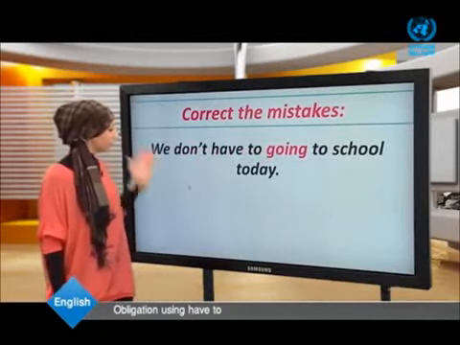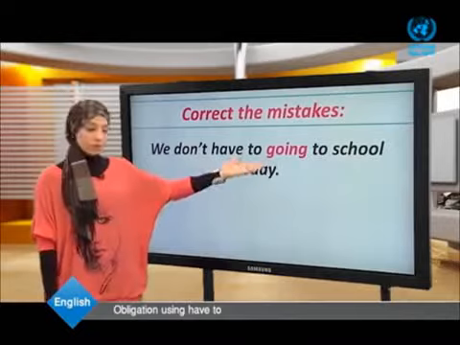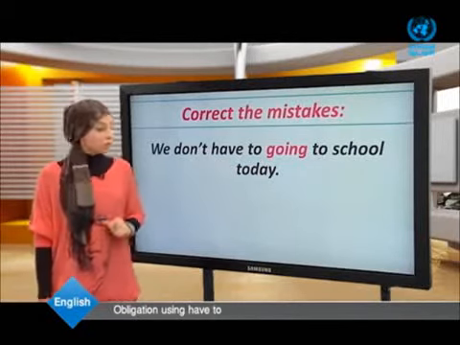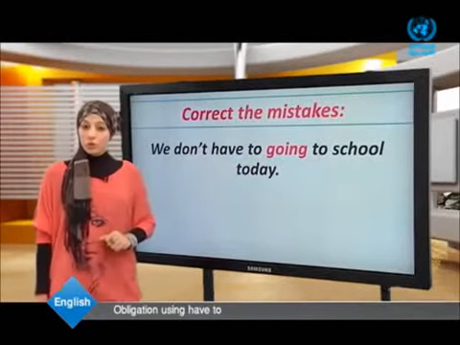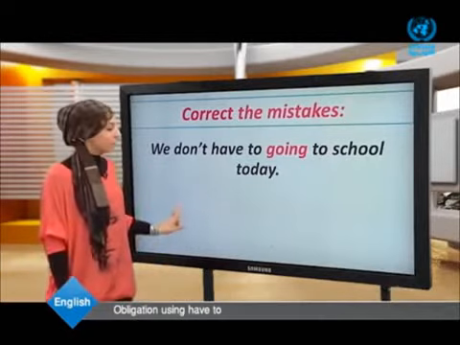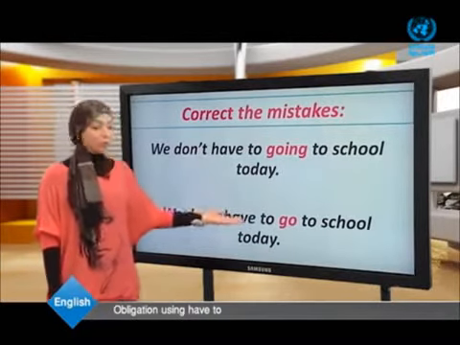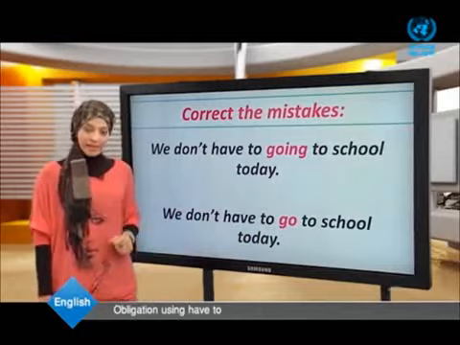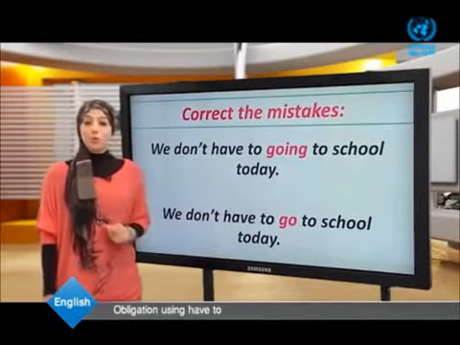Now the last one, we don't have to going to school today. Notice here, after to you should use the base form of the verb. So, we don't have to go to school today. Again, we don't have to go to school today.